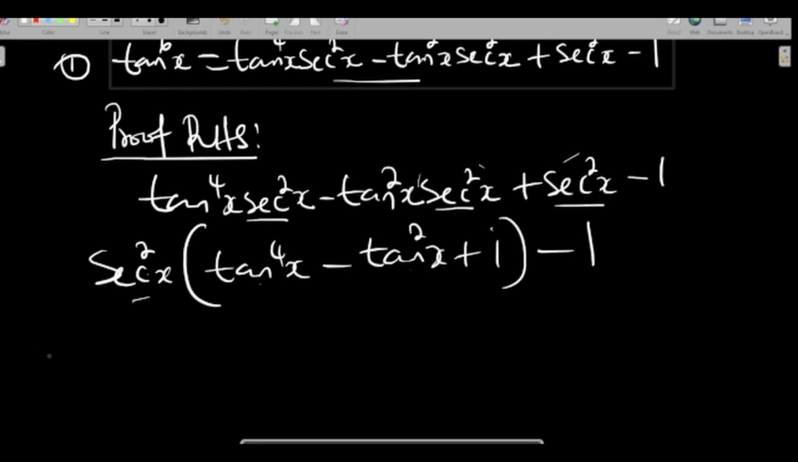So what next do we do at this point? We need to remember that there is a Pythagorean identity that says if you have 1 plus tan squared x, this is equal to secant squared x.